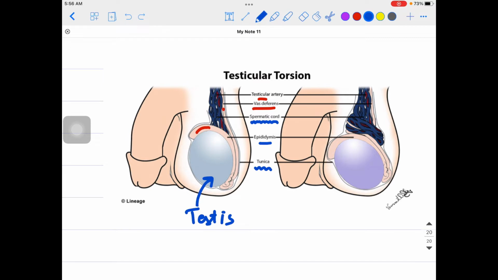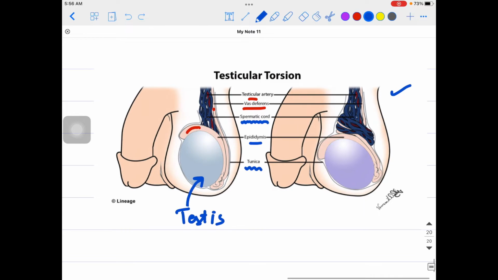Now if you compare this image with this one, what you will find is twisting of the spermatic cord. Due to this twisting of the spermatic cord, as you can compare these two images, the structure of the testis will also suffer. Due to this twisting, the testis also undergoes torsion. This is the normally lying testis, but here you can see the testis has undergone torsion.